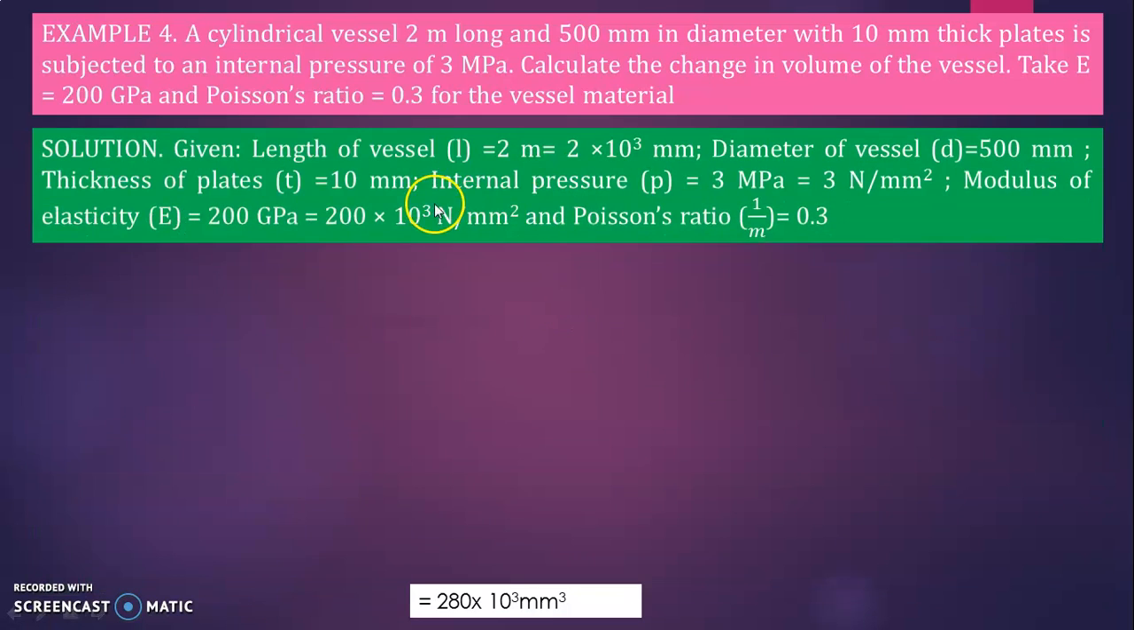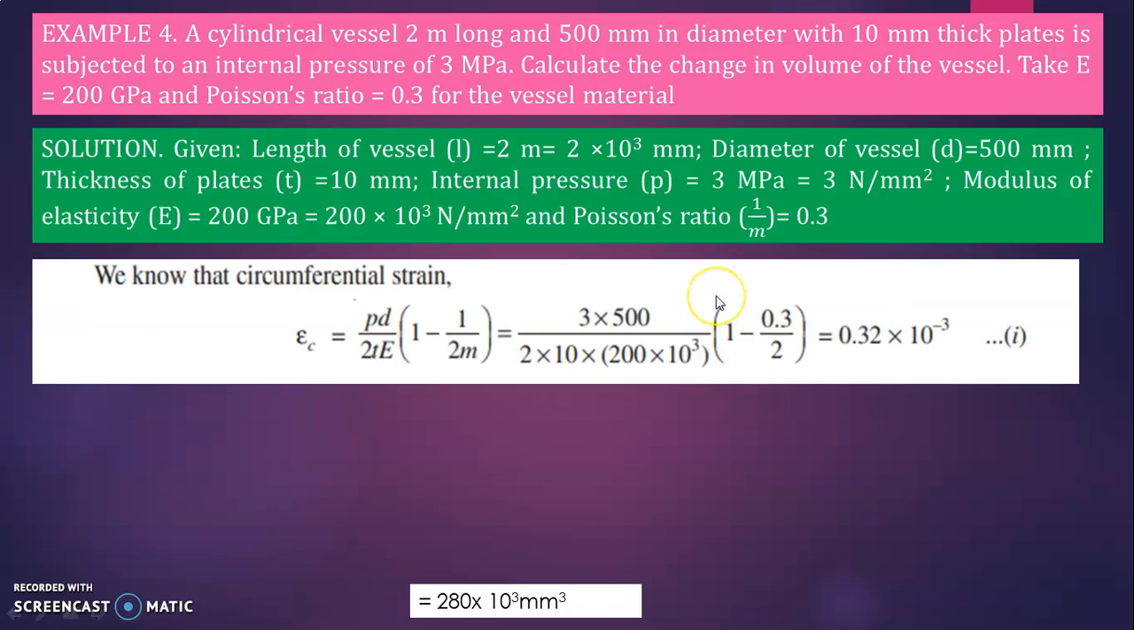So what is given here? Length is 2 into 10 raised to 3 mm. Diameter of the vessel is 500 mm. Thickness is 10 mm and pressure is 3 MPa, 3 Newton per mm square. Modulus of elasticity is 200 GPa, so 200 into 10 raised to 3 Newton per mm square, and Poisson's ratio is 0.3. So let us calculate first the volumetric strain.